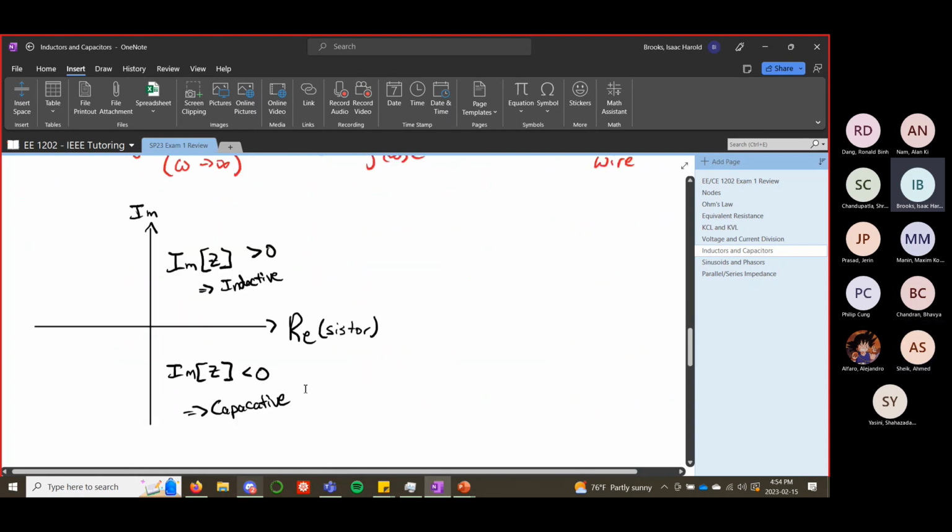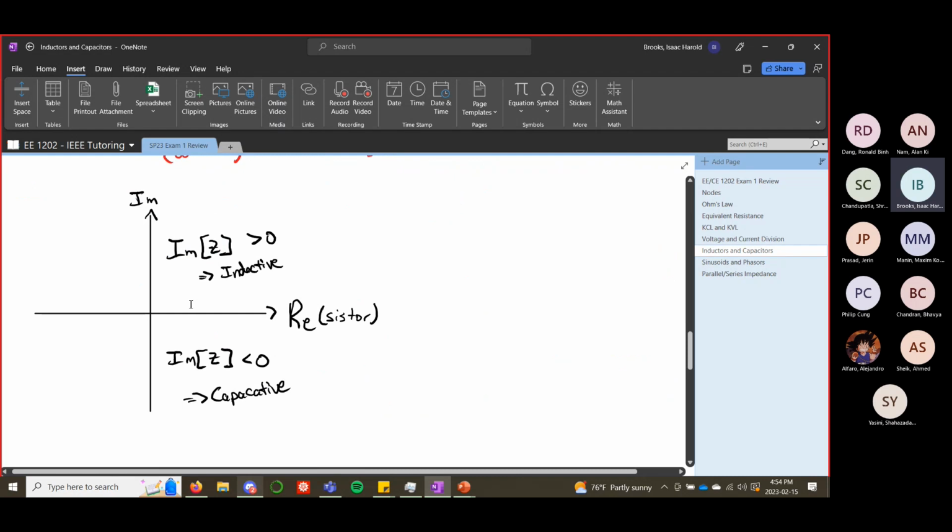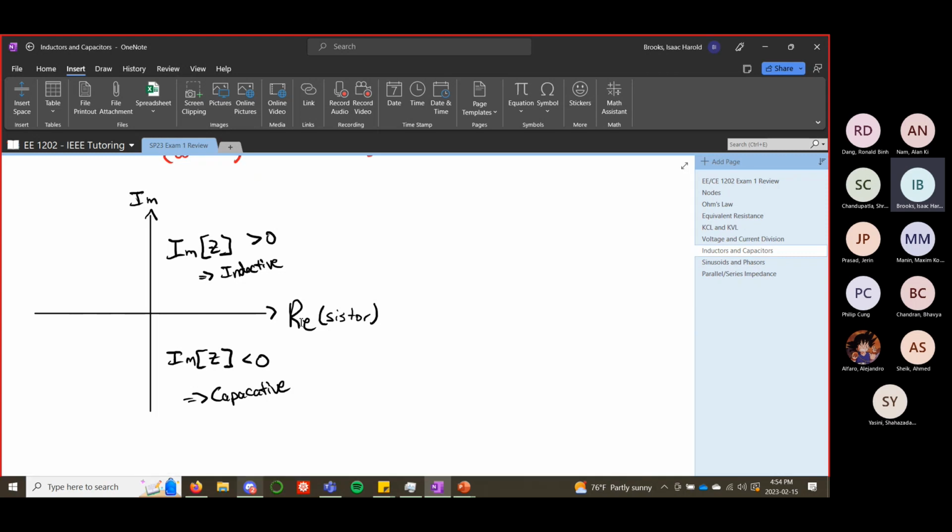So down here is a graph you've maybe seen before. This is the complex plane. The x-axis here is the real numbers, and that's like your resistances. Resistors have a real impedance, and inductors and capacitors have a complex or imaginary impedance. We call it reactance, and we use an X for that. But a lot of times you can just say Z for impedance.